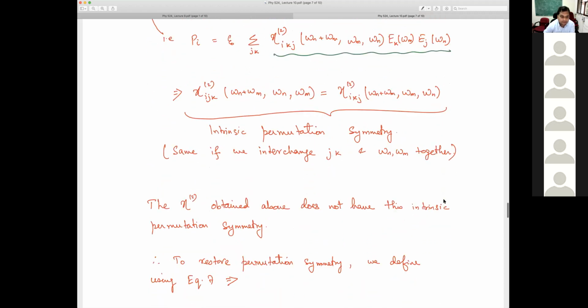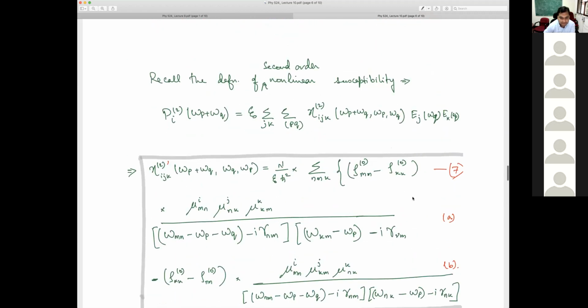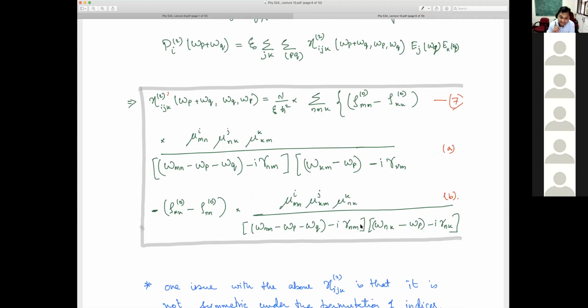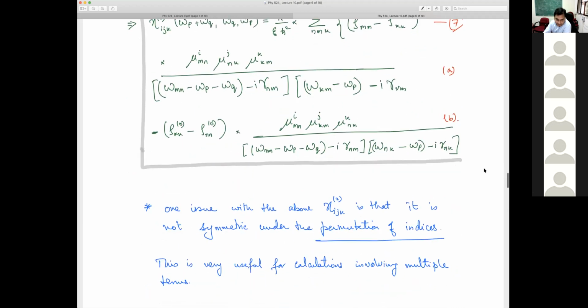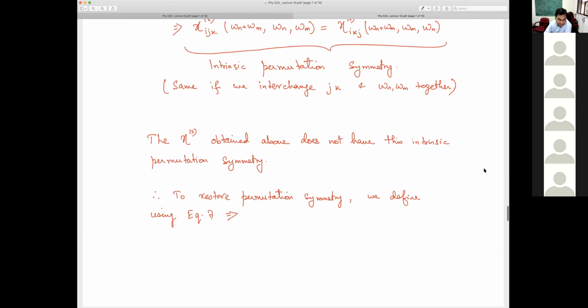Okay. So this was a slight problem with the thing we calculated. It is physically correct. It's just that the way it is written, it doesn't have this permutation symmetry. Okay. And how do you see that? So you see that if you try to interchange these two frequencies and you try to interchange the j and k notation, you will see that if I change j and k here, then it will not reduce to the same quantity, basically. Okay. And that we can rectify easily.